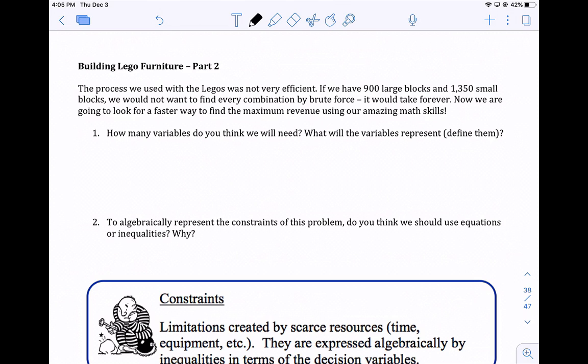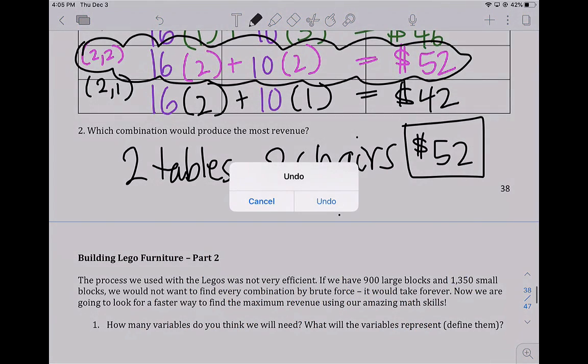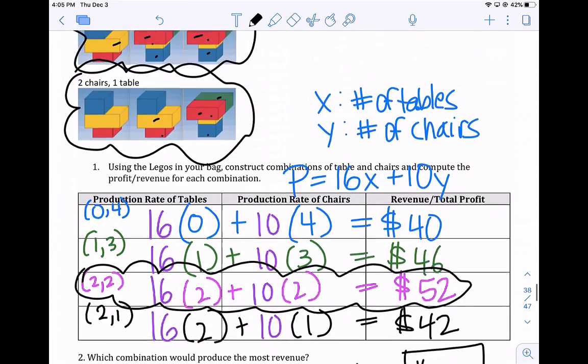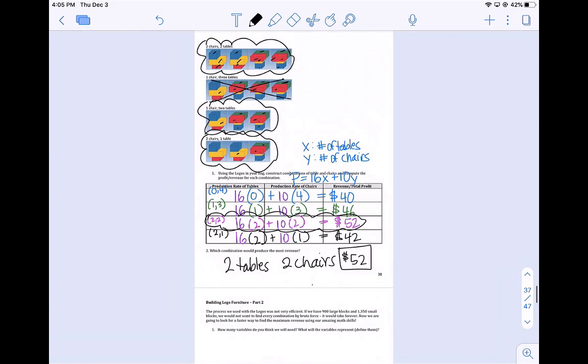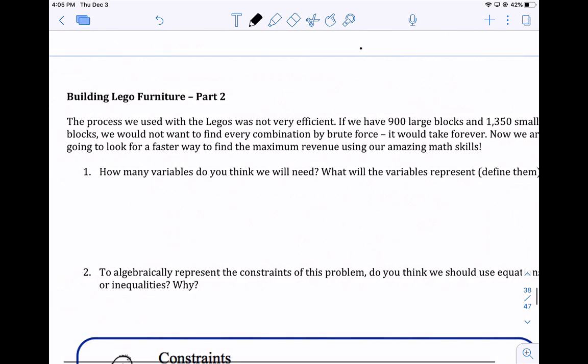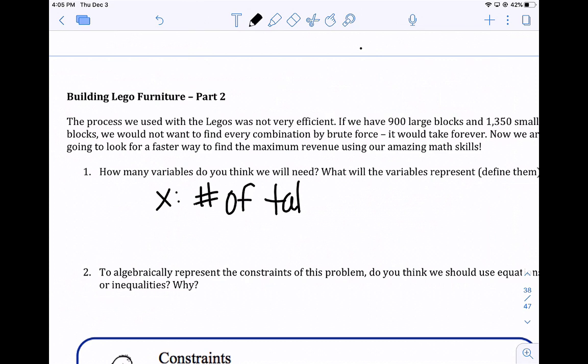So first of all, how many variables do you think we need? What will the variables represent? We already defined them, at least I did. They are tables and chairs. I called X the number of tables and Y the number of chairs. So I'll just rewrite that. X, the number of tables. Y is the number of chairs.